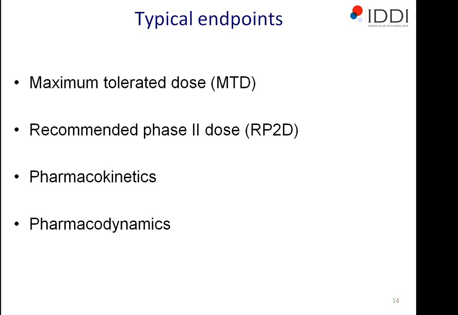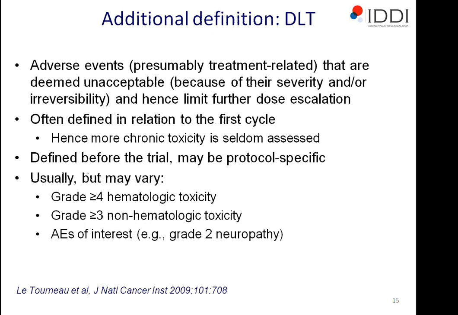So the typical endpoints for phase 1 trials are the maximum tolerated dose, or MTD, the recommended phase 2 dose, and then the pharmacological aspects of pharmacokinetics and pharmacodynamics. So let's take a look at each of them in turn. First, let me provide you with a definition of dose-limiting toxicity, or DLT. So in phase 1 trials, DLT is often defined as an adverse event that is deemed unacceptable and hence limits further dose escalation. Of course, this adverse event has to be at least presumably treatment related.